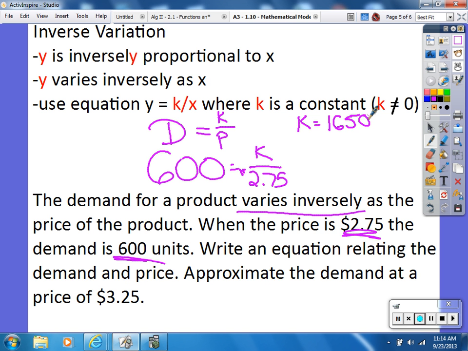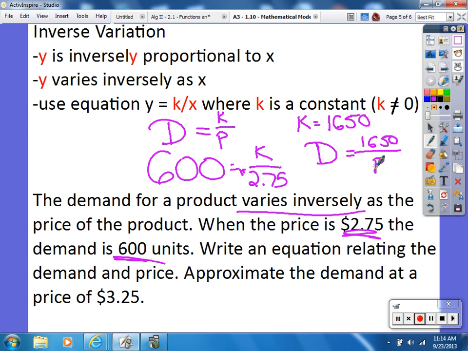It says write an equation. Are you ready to write the equation? D equals 1,650 over P. I changed Y to D. I changed X to P. Why did I do that? Not to confuse you. I promise that's not it. Nathan. Yeah, I used words from the problem. I narrowed it down a little bit, right?